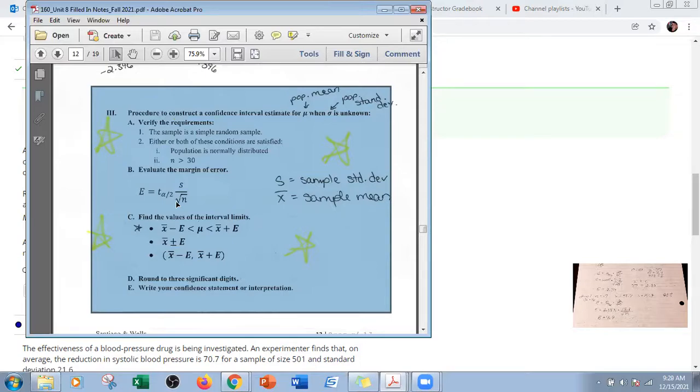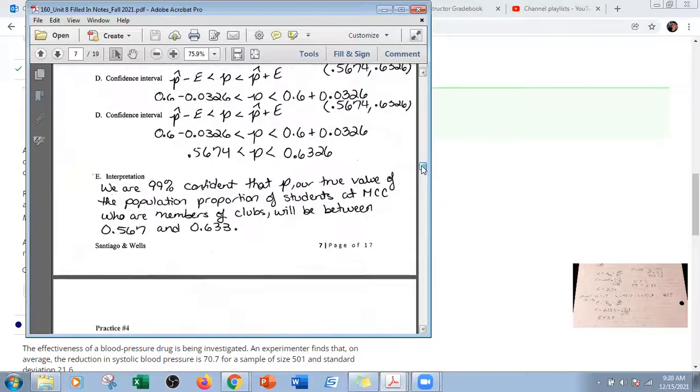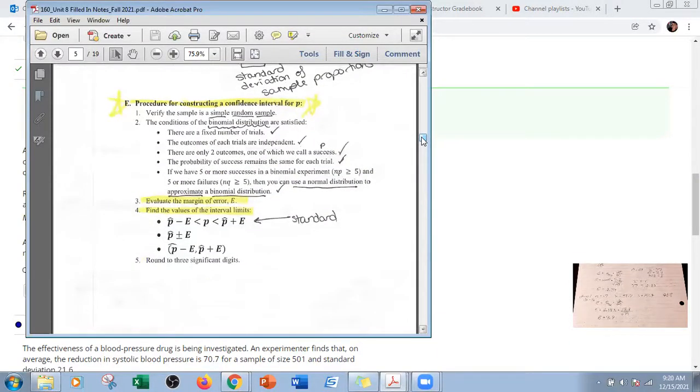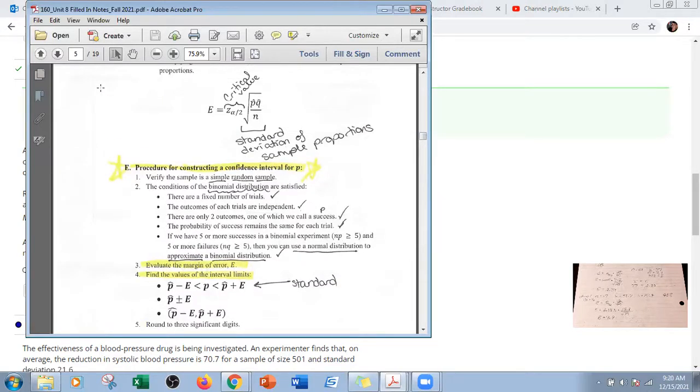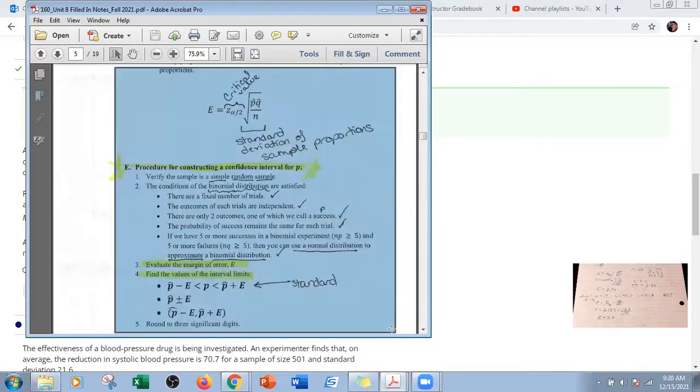Okay. If you are constructing a confidence interval for P, the population proportion, let me scroll up and give you the other notes. Let me scroll up even more. Here we go. Then you want to use all of this information. Okay.